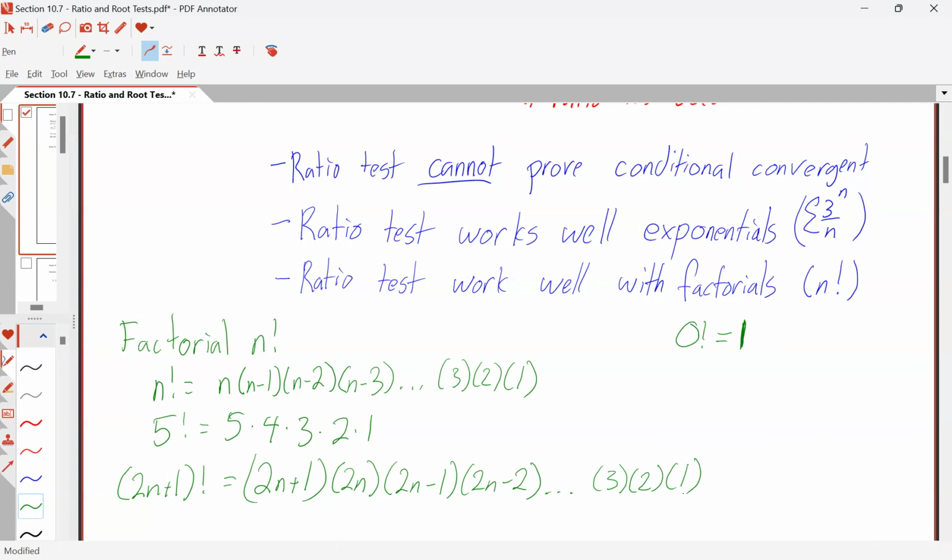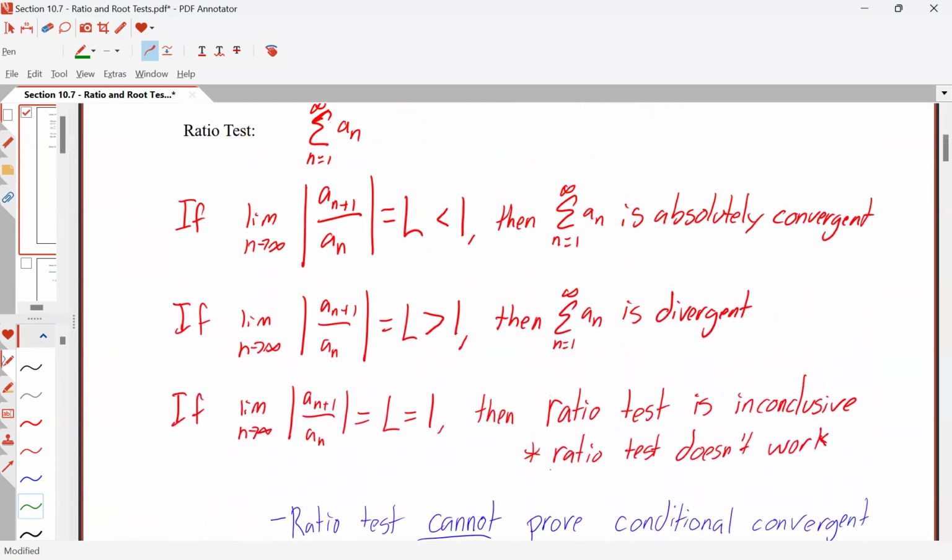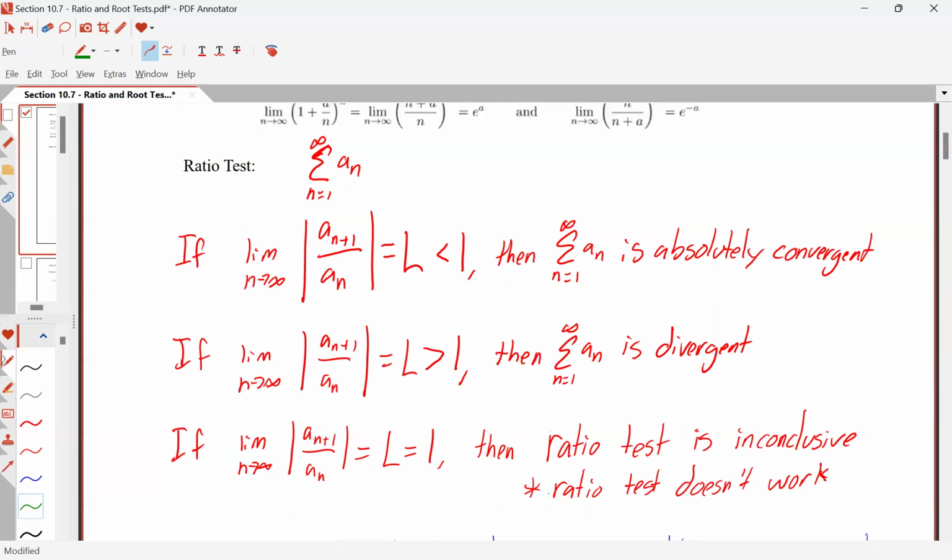So we'll be working with factorials. We'll be seeing those growth rates and exponentials and limits of e coming up. But we will take a look at examples of using this ratio test in the next video.